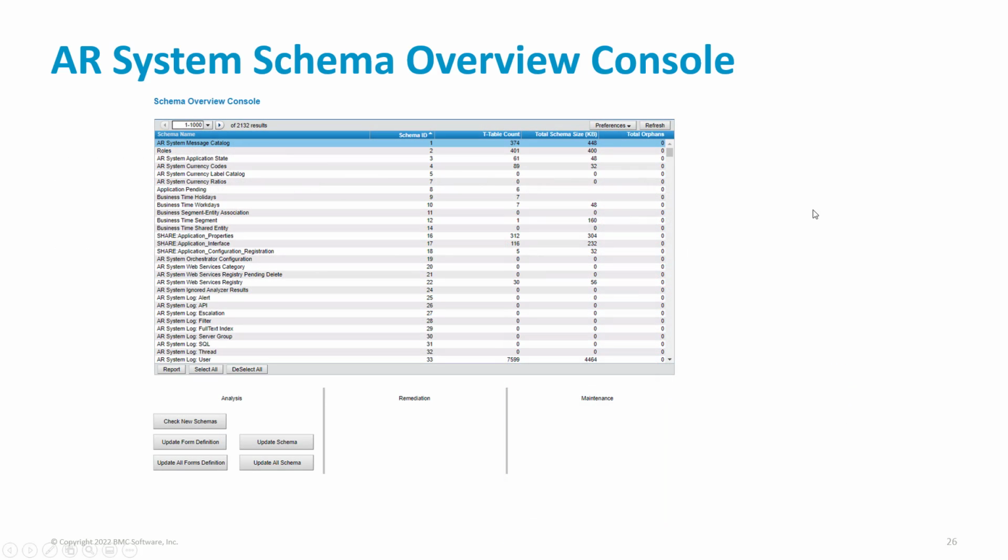When you open up the console, you'll see something that looks like this. And I just want to quickly look at this, and I'll show you more details later. But this is what the main screen looks like. It lists all the forms, their schema IDs, and then some other related information. In this case, it shows you the total count for the T table, the total size of the schema, and the total number of orphans right here.